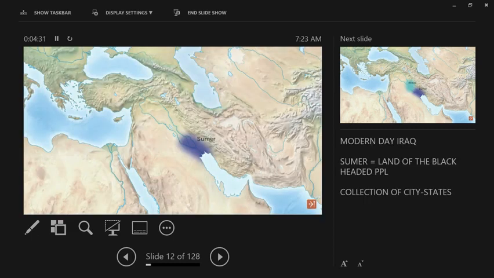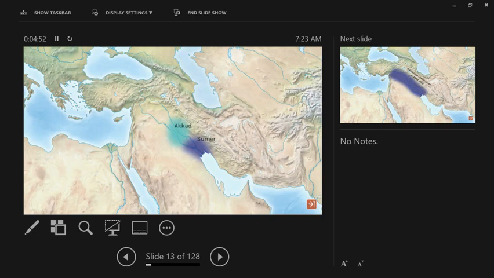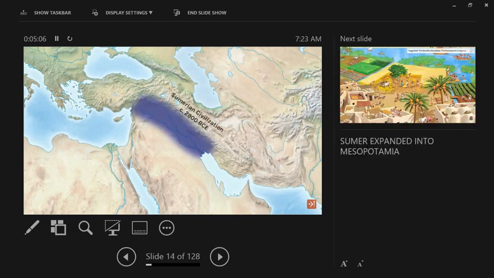And here's another map showing you where Sumer is. This is in modern day Iraq. And the word Sumer means land of the black headed people. And it's a collection of city states. Right next to Sumer is Akkad, where the Akkadians are from. We'll look at them later. But Sumer started in this small area, and then after a while, it conquered most of Mesopotamia.